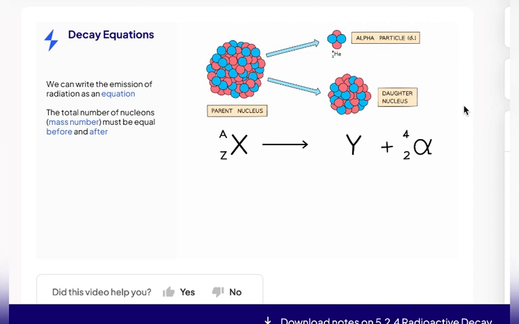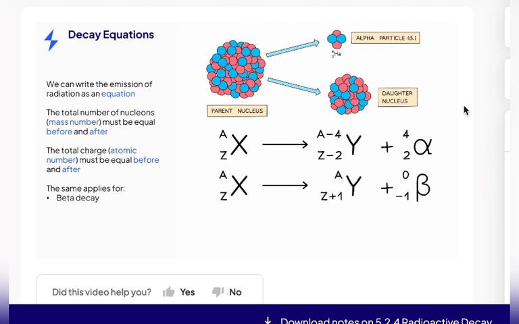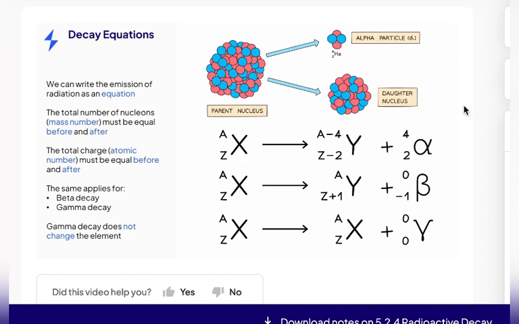The initial mass number was A, so to make the final mass number A, the daughter nucleus will have a mass number of A minus 4. Similarly, charge must be conserved. This means the atomic numbers either side of the arrow must be equal. This makes Y's atomic number Z minus 2. These rules also apply to beta decay and gamma decay. Gamma has no mass or atomic number, so the element is unchanged. The nucleus just becomes less energetic.